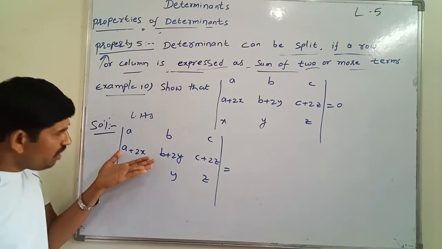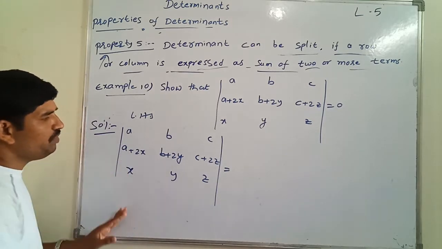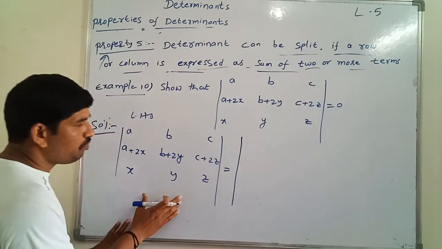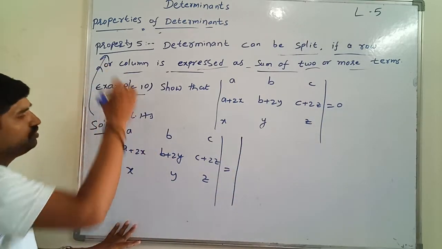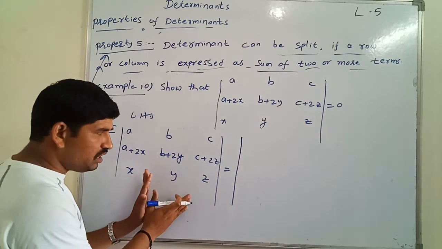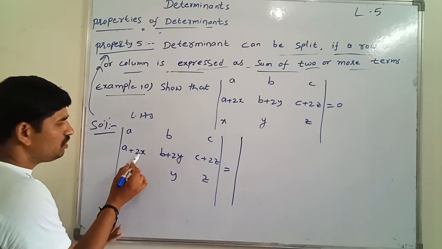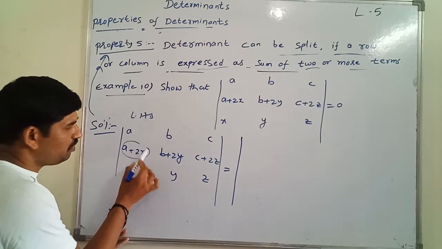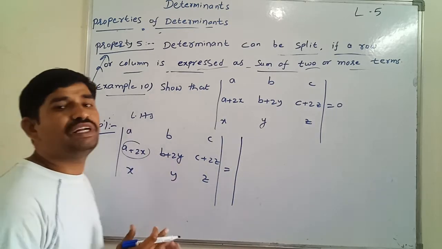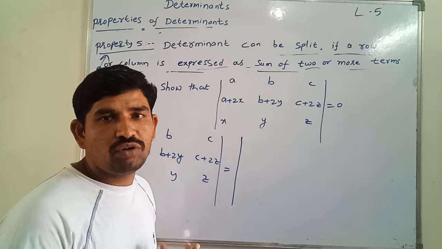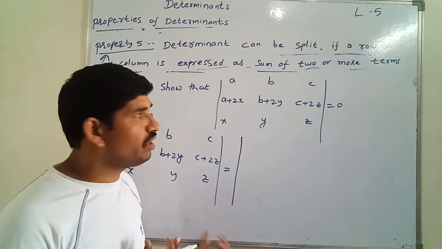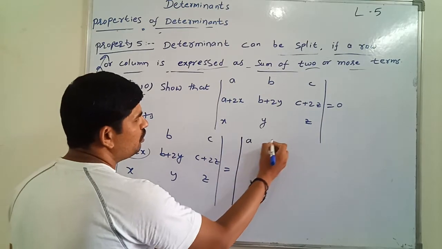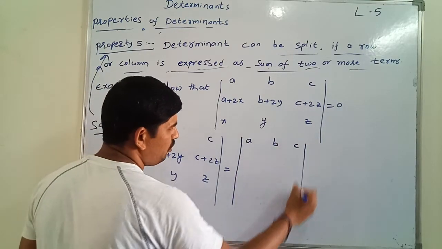By observing this, we can apply property number 5 here, because in this determinant the second row contains the sum of two terms. First we have to split this determinant. We have just completed property number 5. I am going to split, and you can split in parallel.